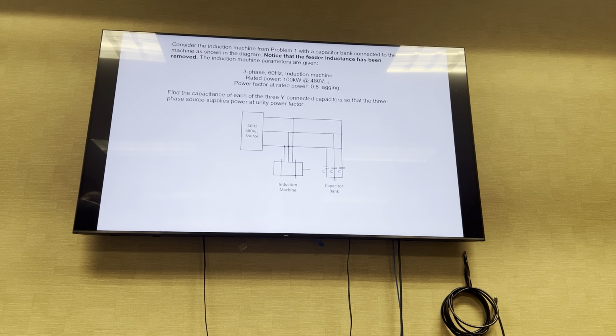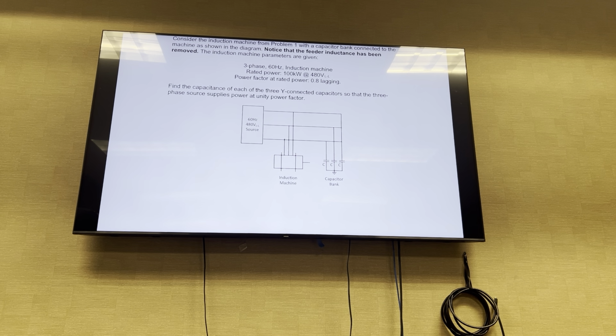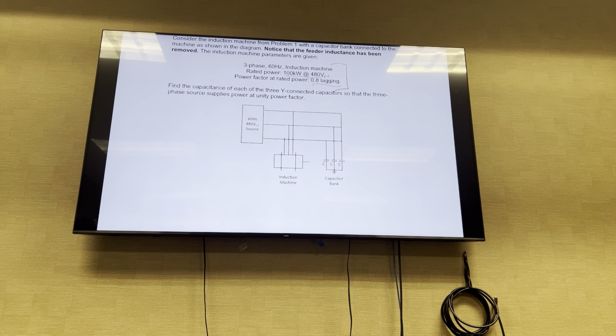Okay, so we have this induction machine of problem 1 that has a capacitor bank connected to the machine as shown in the diagram. Notice that the feeder inductance has been removed, okay? And the induction machine parameters are given. So it's a 3-phase 60 Hertz machine. This is the rated power and the voltage line to line. And we're given the power factor at this rated voltage. So the machine is operating at 100 kilowatts, 0.8 lagging, so I can find S pretty easily.